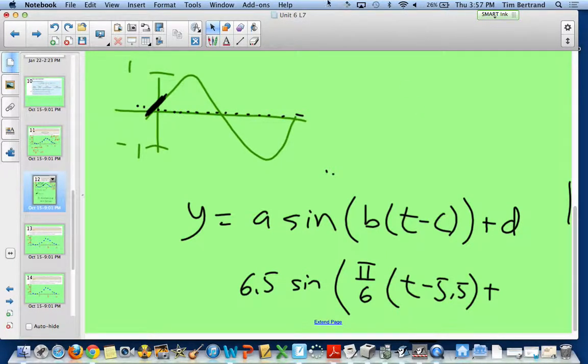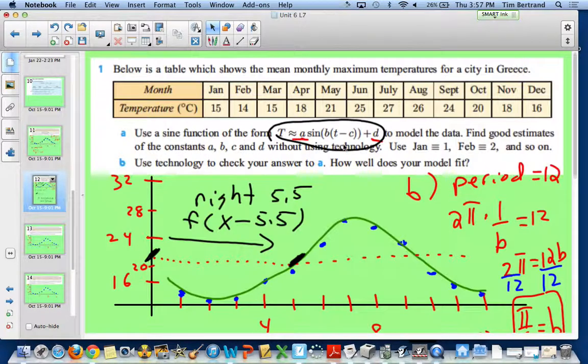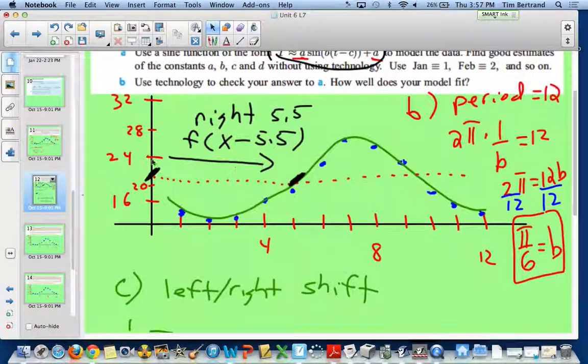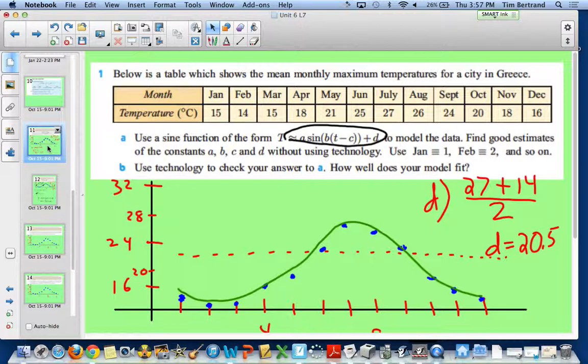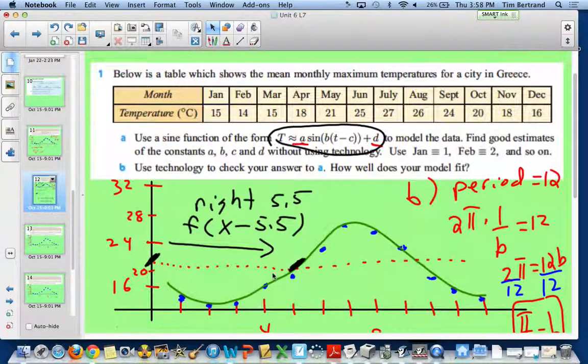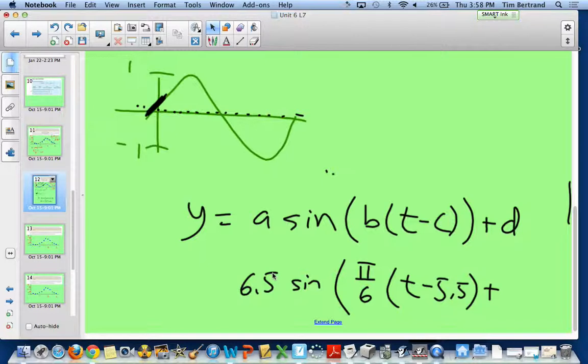Sorry, I'm going to have to look. I've totally forgotten. Oh, D, the shift up, 20.5. So let's put that into our last piece, 20.5. And there you have it.